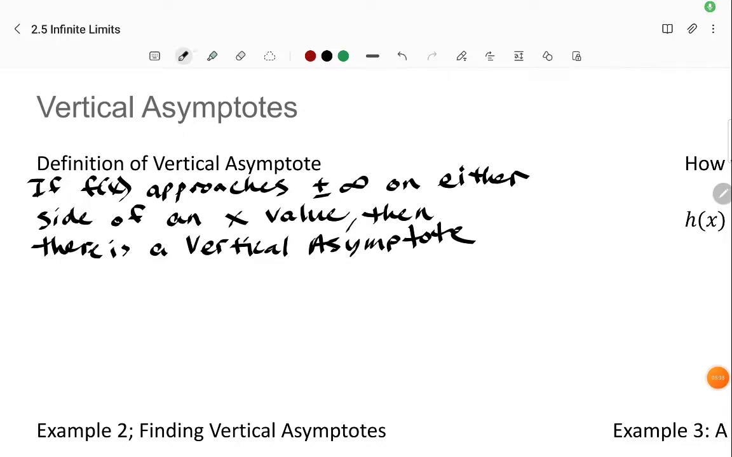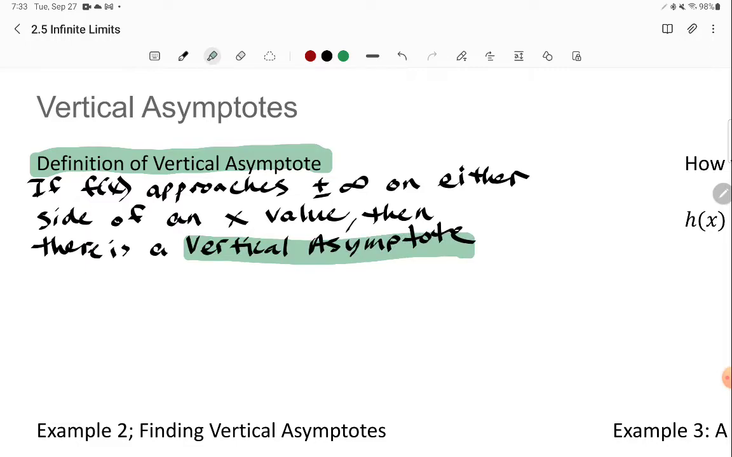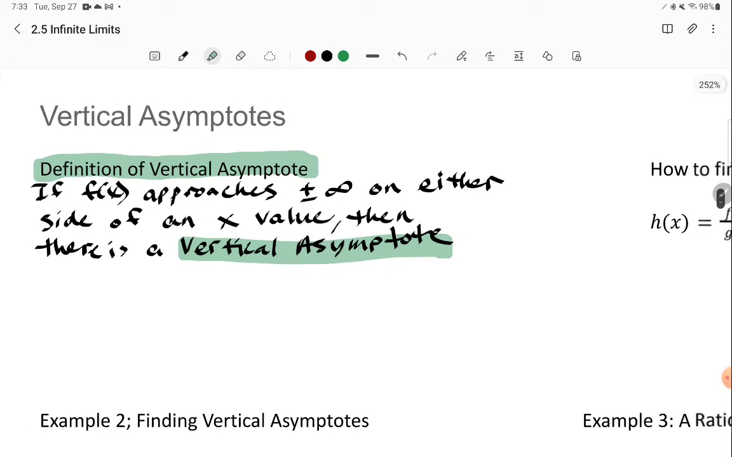So now let's go ahead and define vertical asymptote here. If your function approaches positive and negative infinity on either side of an x value, then there is a vertical asymptote. Okay, so that's the definition of vertical asymptote. Again, it's as x approaches a number, y approaches positive or negative infinity.